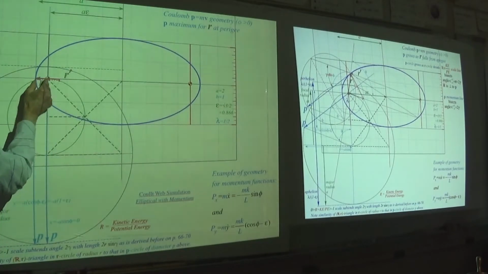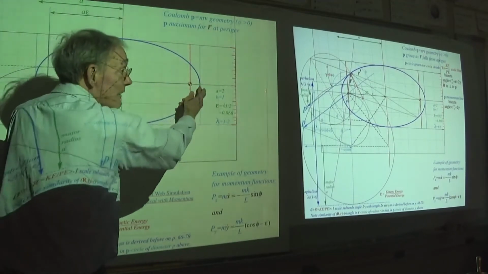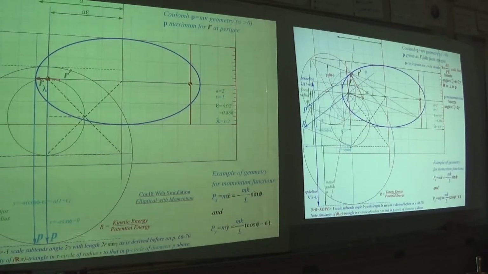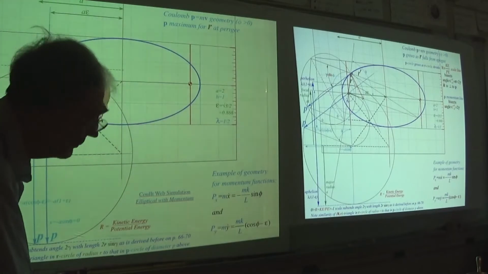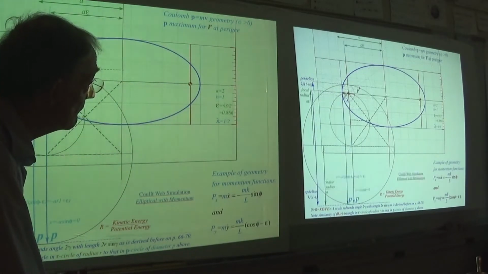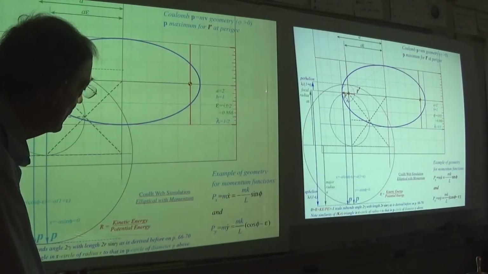So you're talking about a ratio here of this to that, right? That's what you're making your p bigger, right? Don't need this construction to tell you that. Okay?